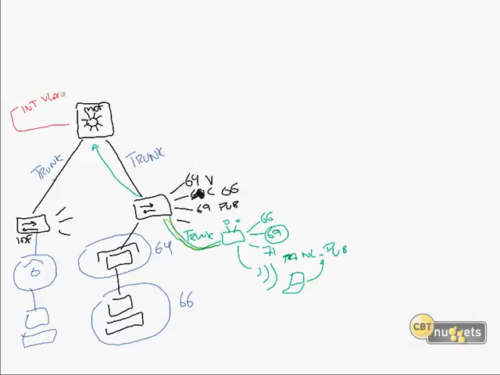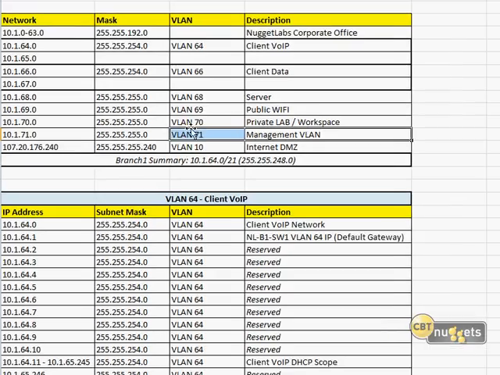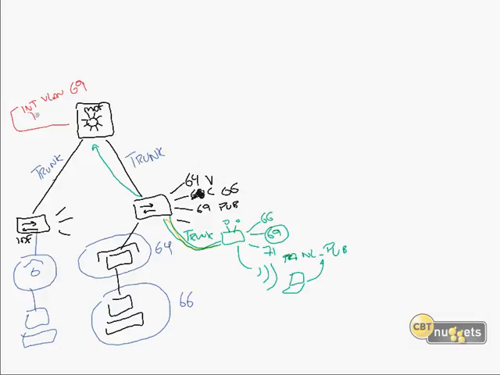VLAN 69 with an IP address, and if I look over at my spreadsheet, it will be, let's see, public Wi-Fi 69, 10.1.69.1. That'll be the IP address on the interface of this switch. That'll be this guy's default gateway.